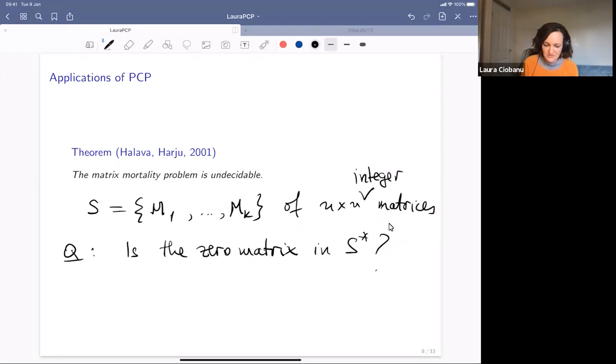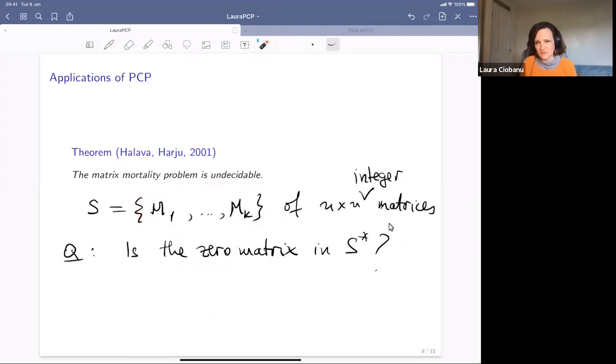And there's a very nice, again, short paper by Halava and Harju from 2001, which I actually gave to some of my students as a project. You can encode PCP into matrix multiplication, or rather create the right set and the right setup to get that this is undecidable. So you cannot decide that among the products of all these matrices, you'll find the zero matrix. So that's the matrix mortality.